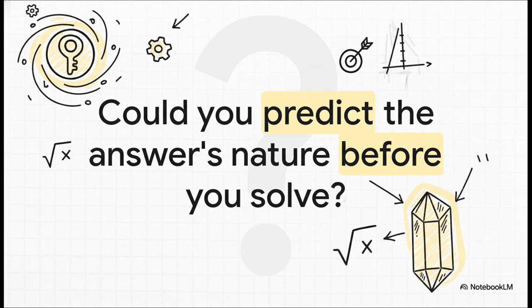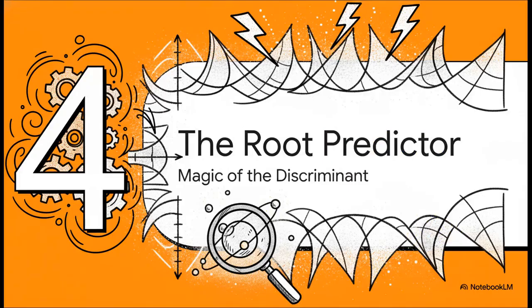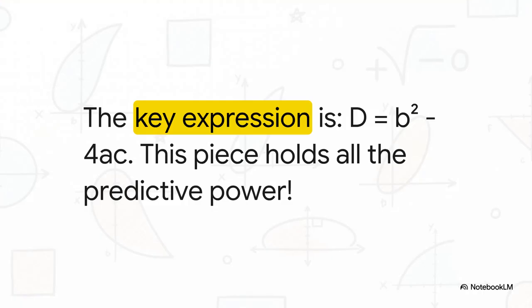But what if I told you there was a secret weapon? A little trick to predict the kind of answer you're going to get before you even do any of the hard work. Well, there is, and it's called the discriminant. Honestly, this is such a cool shortcut. It's like having a little crystal ball that gives you a sneak peek into the future of your equation. All that predictive magic is hiding in this one little expression, b squared minus 4ac.